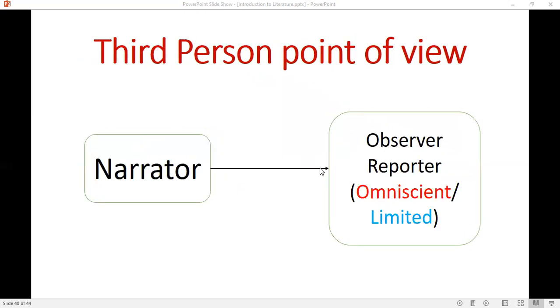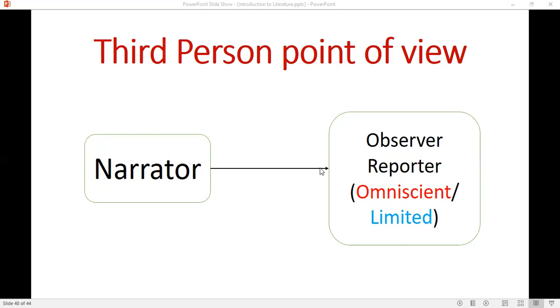Third person point of view. In third person point of view, narrator takes the role of an observer and reporter. Sometimes this third person point of view can be an omniscient point of view or limited point of view.